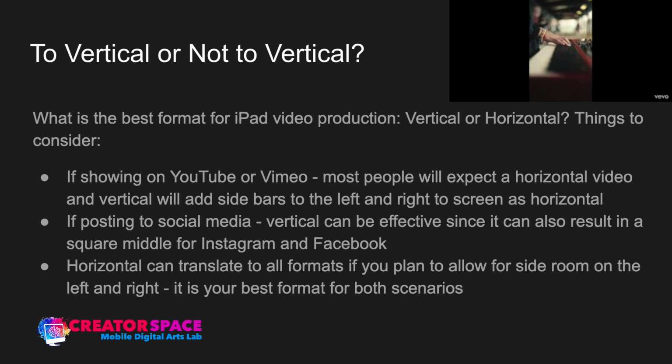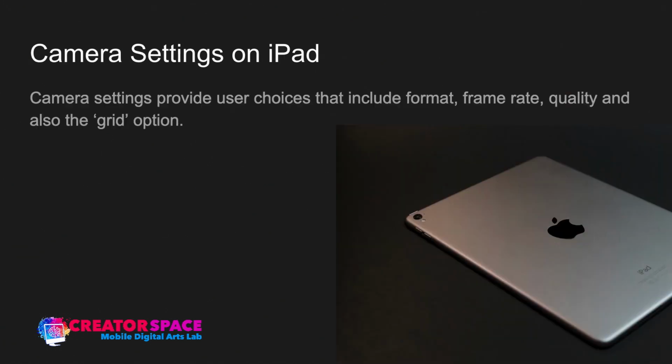Okay, so let's move on here. Camera settings on the iPad. The camera settings provide the user choices. That can include the format, frame rate, quality, and also the grid option. So now that we've introduced the format, frame rate, and quality, let's look at how that can translate.